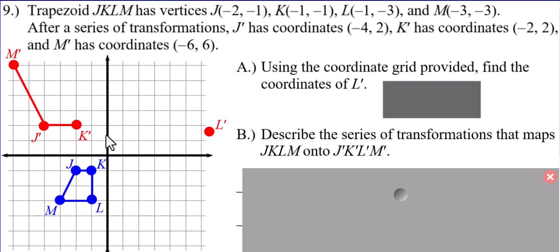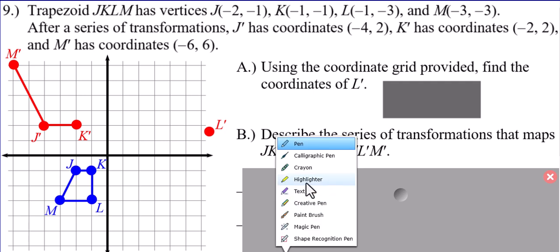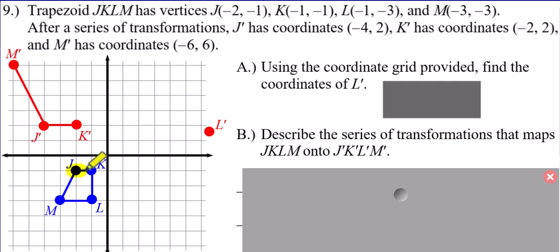This is not just a reflection or rotation. This is a dilation. And here's how I know this. JK, if I can use my highlighter here, was only one space originally long. Now it's 2 long. And JM used to be 2 high and 1 wide, if you would go like down 1, left 1. Well, now it's up 4, left 2. So it appears that things are double the amount of what they used to be.